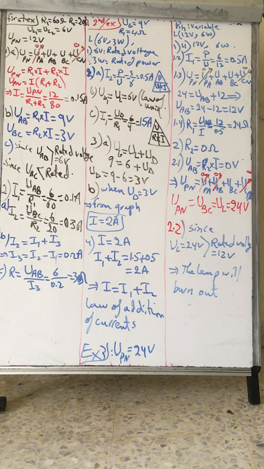Part 4. Show that the resistance of the rheostat is R1 equals 24. R1 equals, according to Ohm's law, UAB over I. Ohm's law: R equals U over I. So UAB over I equals 12 over 0.5 equals 24 ohms.